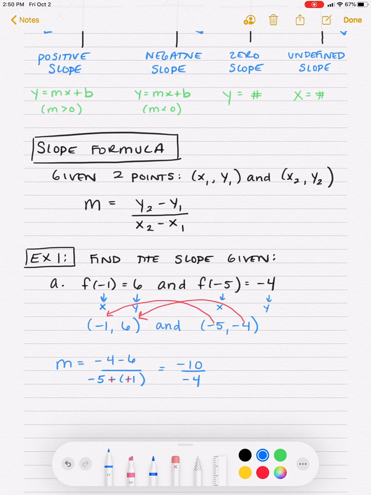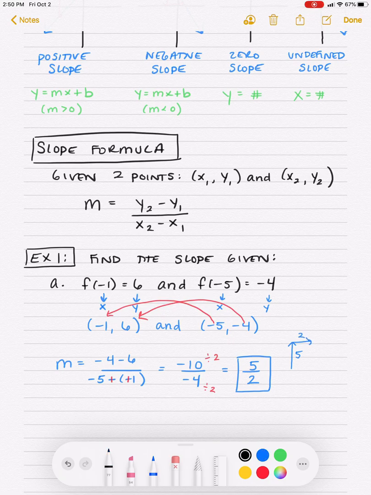You always need to simplify your slope. The first thing I see is a negative divided by a negative is going to be a positive. The second thing I see is both of these are divisible by 2, and so when I simplify this, I get a positive 5/2, and that would be our simplified slope. The slope of this line would go up 5 and go to the right 2, okay?